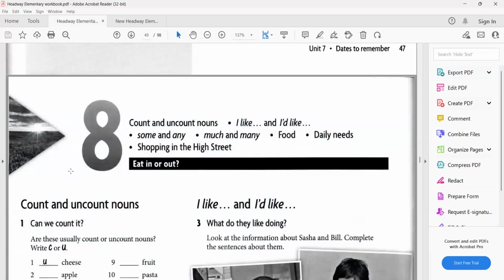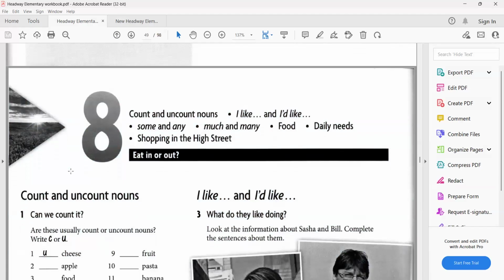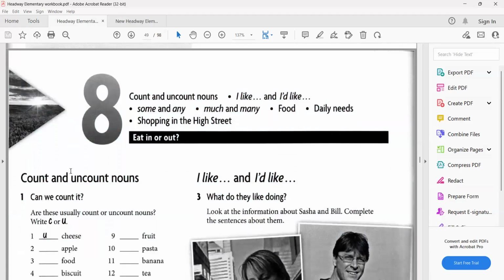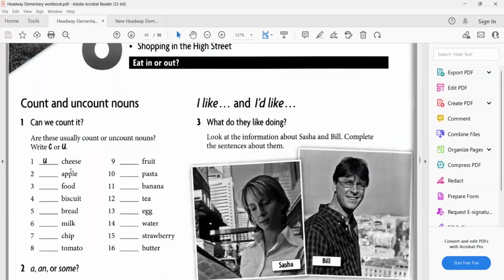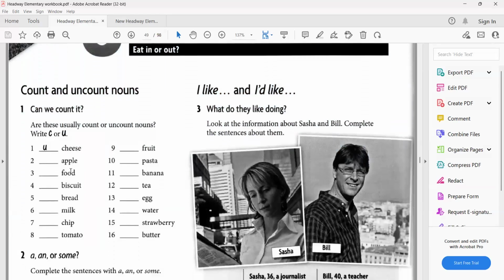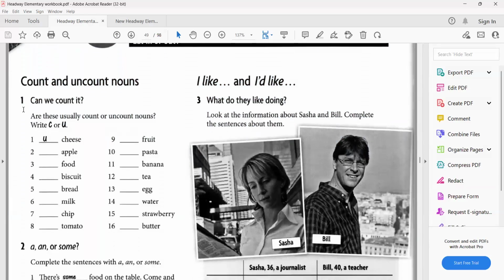Now let's go. The thing we're focusing on today is not that much, but let's see. Let's try to do number one. Countable and uncountable nouns. C is for countable and U is for uncountable nouns. Try to fill this in and answer in your chat. I'll give you 2 minutes to answer the 16 items, just to know if you can differentiate between countable and uncountable nouns.